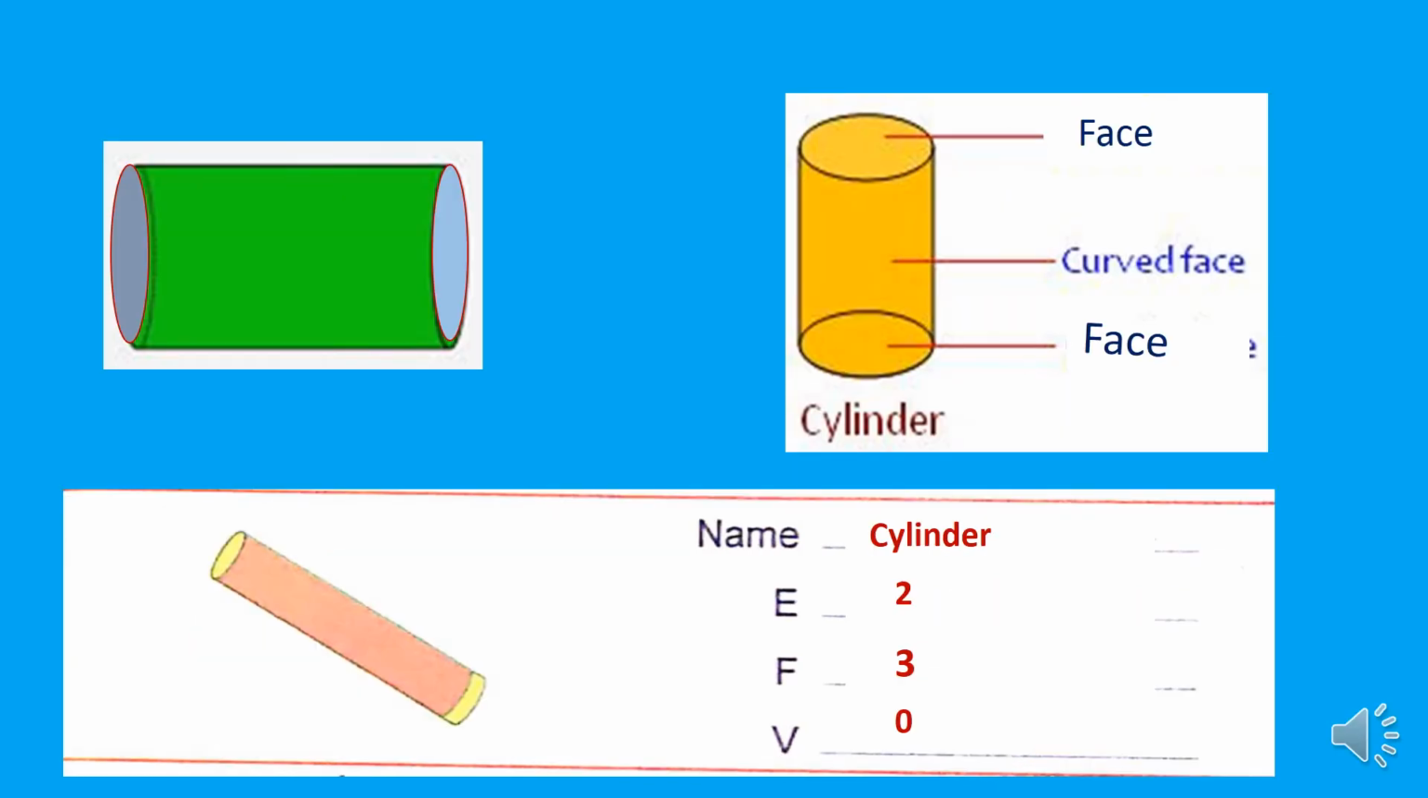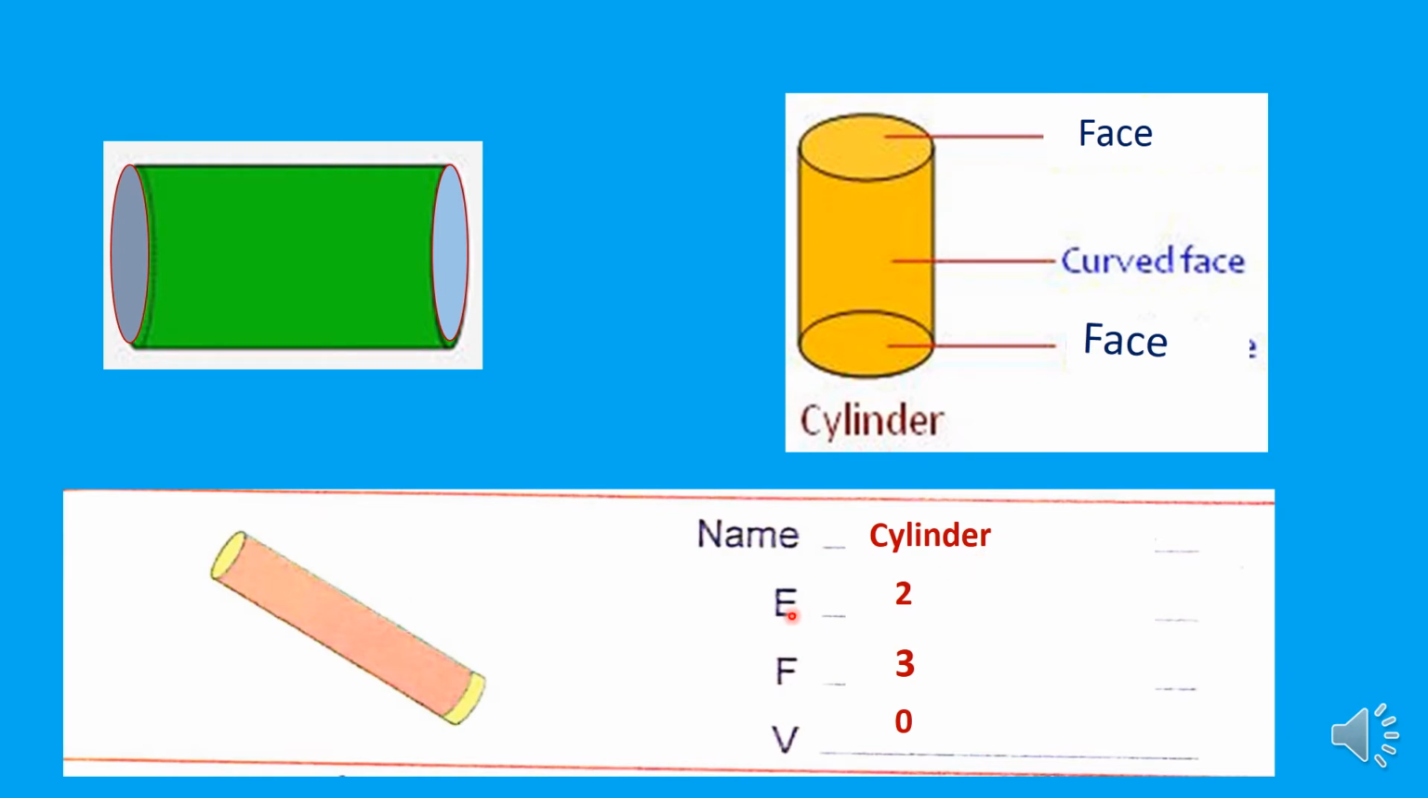Children, now we have to write the shape name. How many edges does it have? How many faces does it have? How many vertices does it have? Okay, children. Now, what is the shape, children? Cylinder. So we are writing cylinder here. C-Y-L-I-N-D-E-R, cylinder. Now, E for edges.